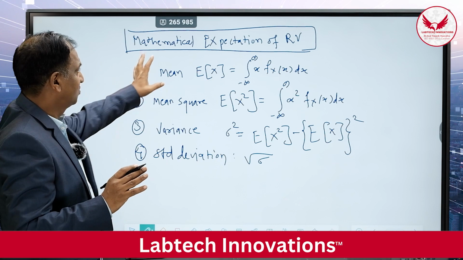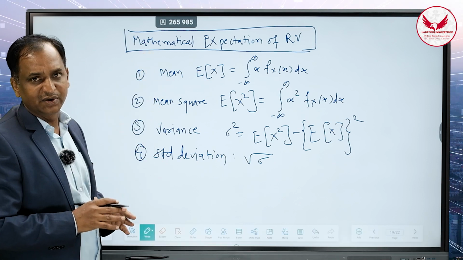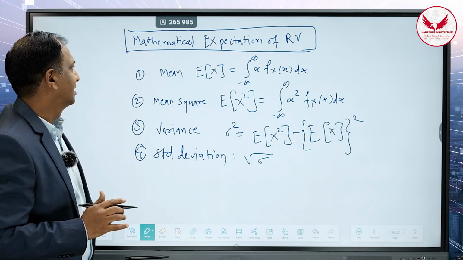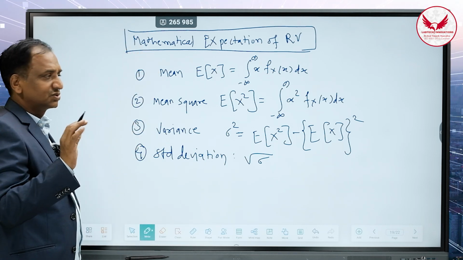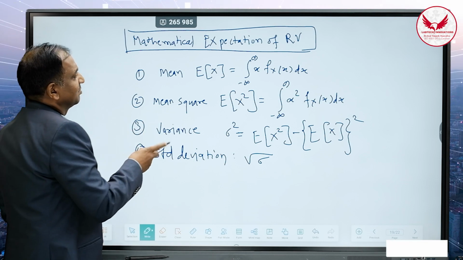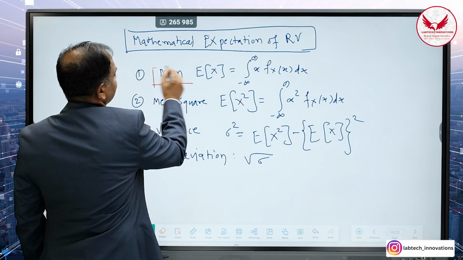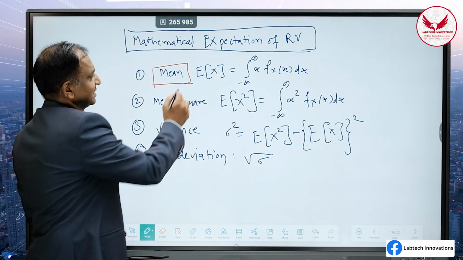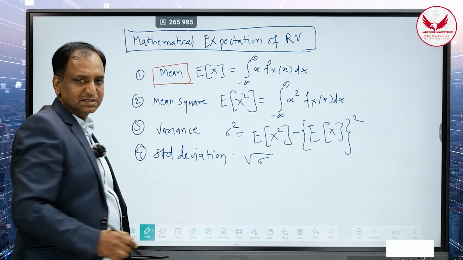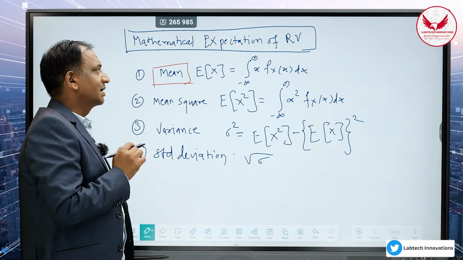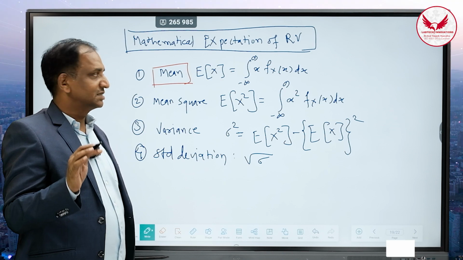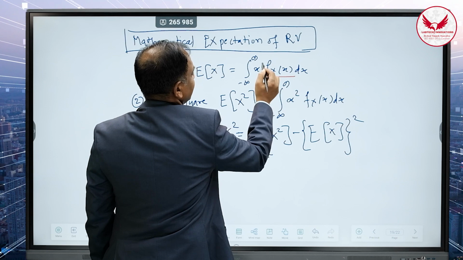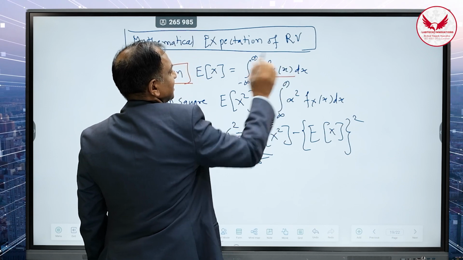So mainly the statistical parameters we use for the probability density function of a continuous random variable, the 4 parameters used to solve problems of probabilities, are: number 1 is the mean value. This mean value is also called the expectation of the random variable, and it is represented by capital E of x, the expectation of x. It gives the mean value of the probability density function, equal to the integral from minus infinity to infinity of x into the probability density function.